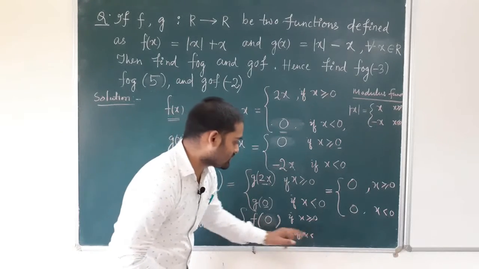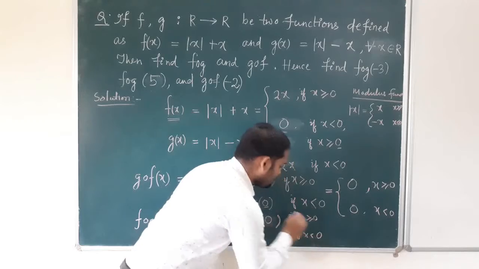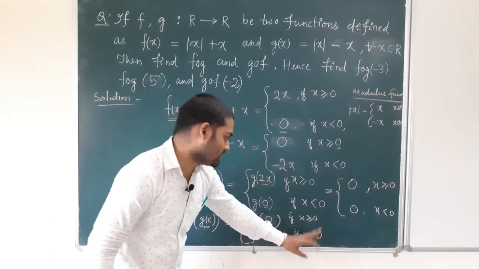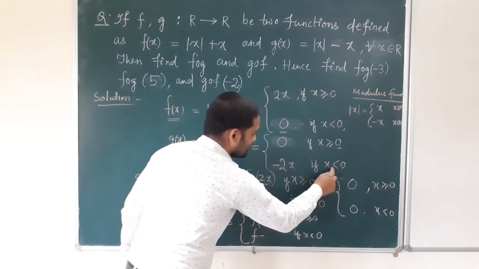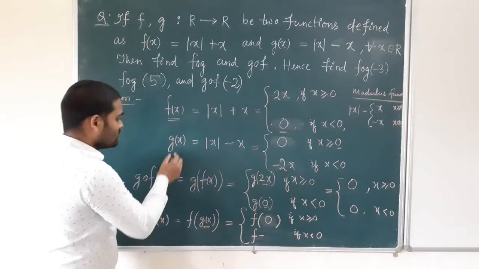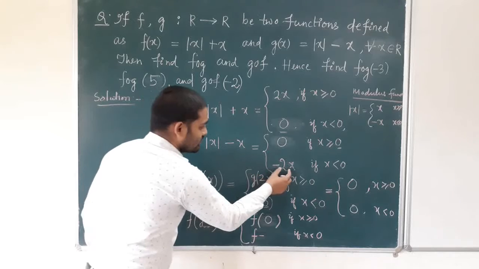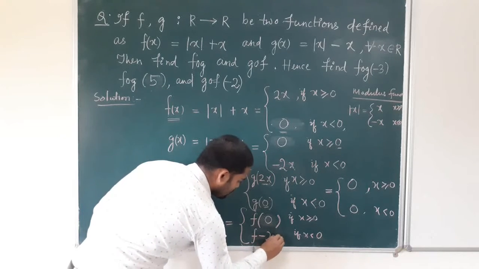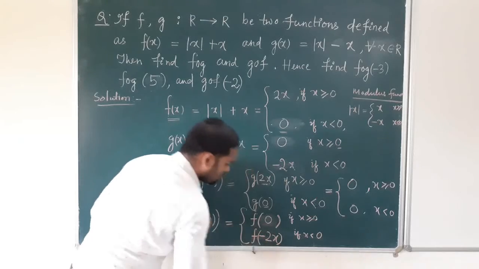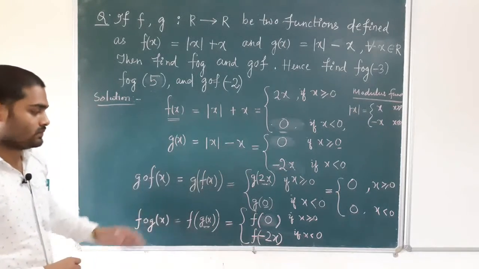Now x is less than 0. So when x is less than 0, then g of x is minus 2x. So here you write minus 2x.